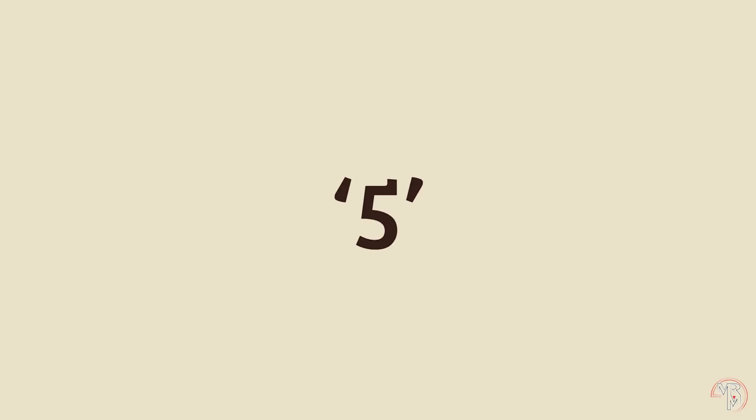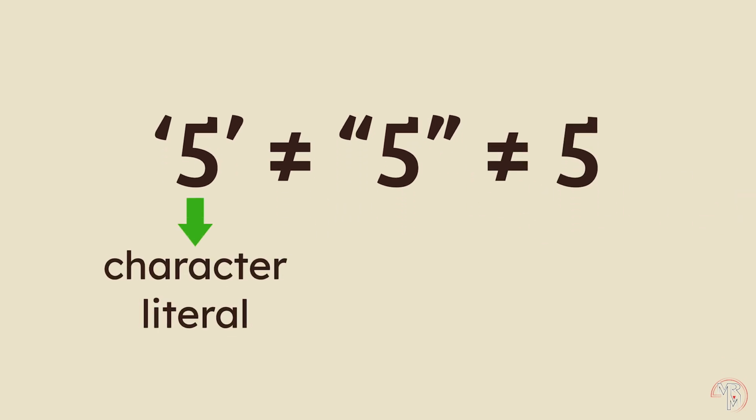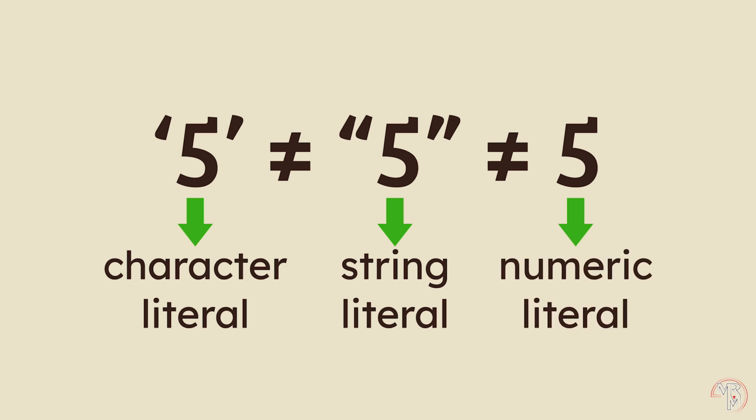Now please note that 5 inside single quotes is not the same as 5 inside double quotes or 5 without quotes. The first one is a character literal. The second one is a string literal, while the third one is a numeric literal. And yes, even though this string contains only one character, it's still a string. And in C, these two are not the same thing since they have different data types.